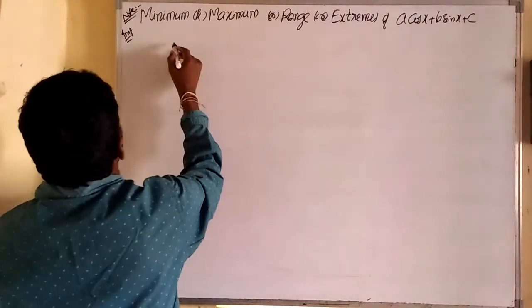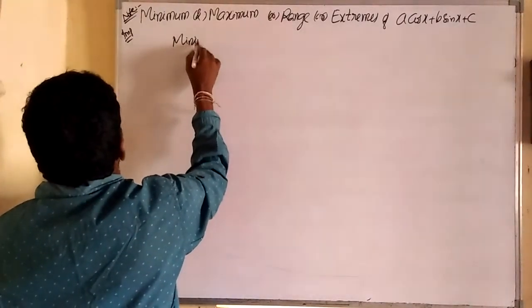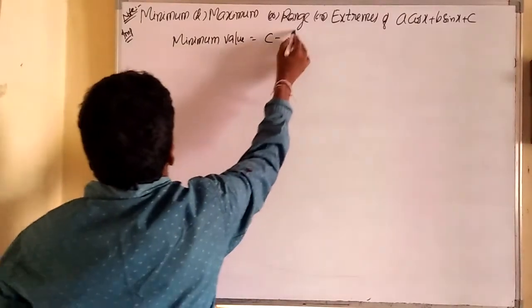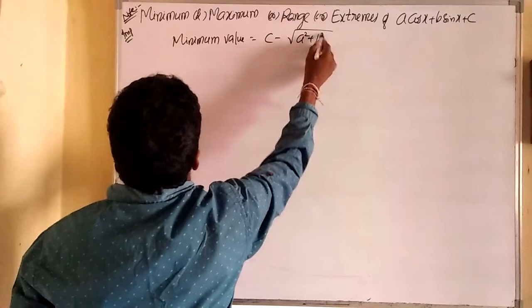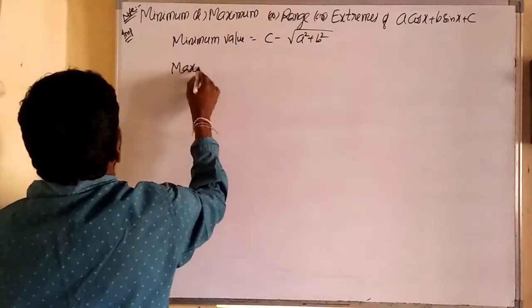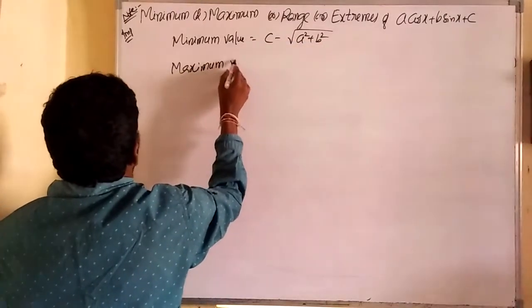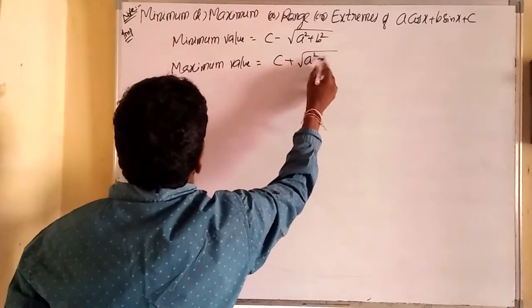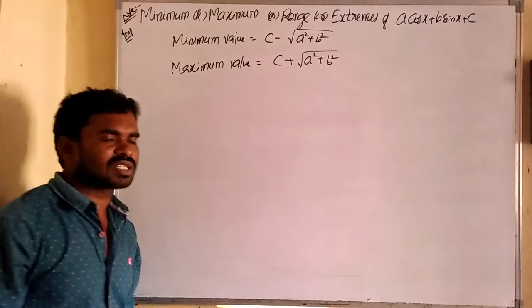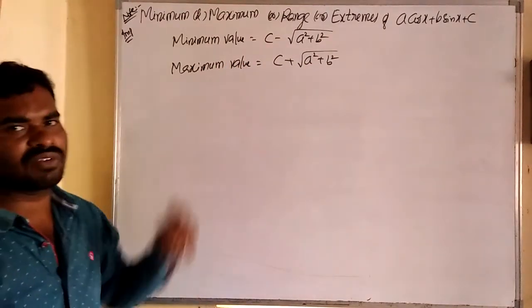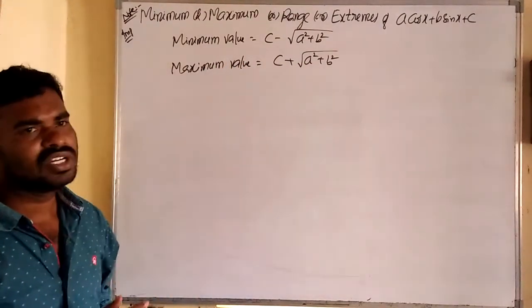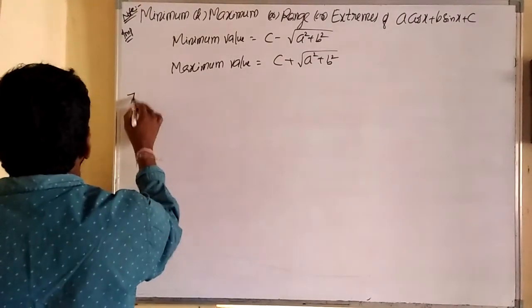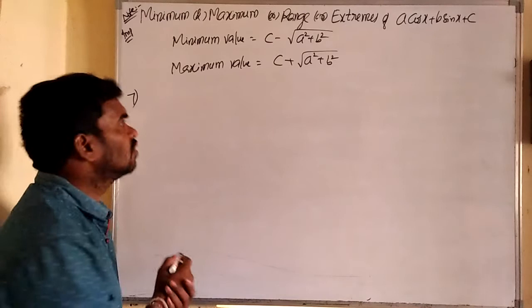For this, the minimum value is c minus root of a square plus b square, and the maximum value is c plus root of a square plus b square. Just two formulas. So let us take one question. I think six are completed. Very short, very good.